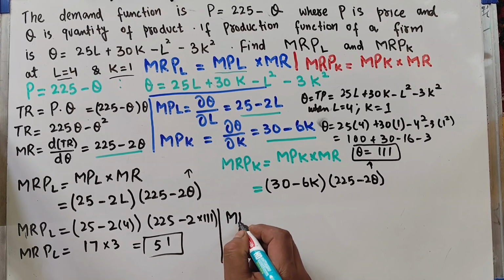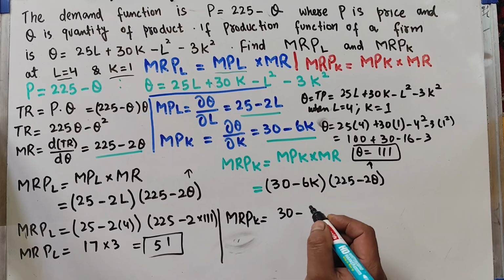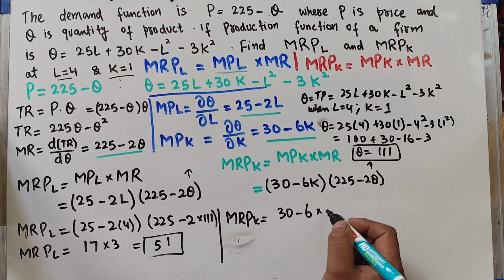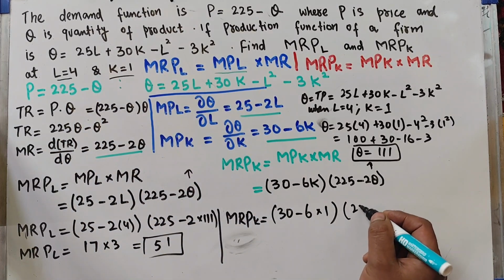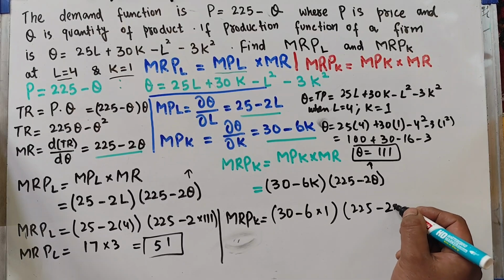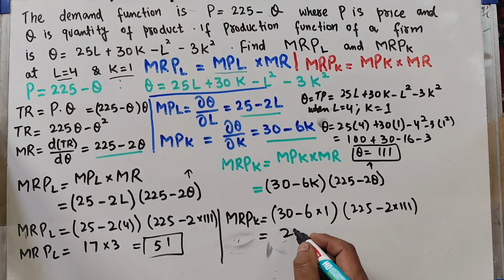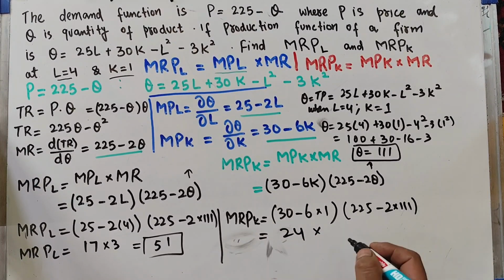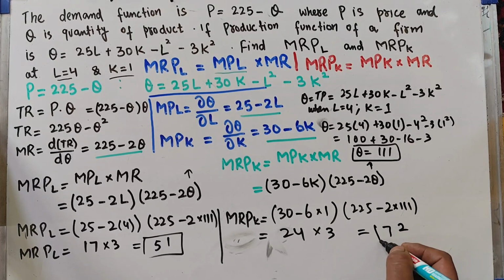Similarly, marginal revenue product of capital will be equal to 30 minus 6 times the value of K, and we are told that K is equal to 1, times 225 minus 2 times the value of Q, which we calculated as 111. So we have 30 minus 6 is 24. So let's write 24 times this, which came out to be 3. So this is 3 4s are 12, 3 2s are 6, that is 72. That is the marginal revenue product of capital.